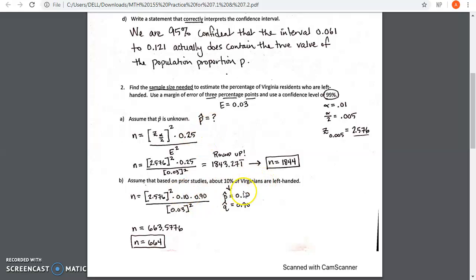Now, let's pretend that you do know p-hat. Let's pretend like you do have a sample proportion. Based on prior studies, about 10% of Virginians seem to be left-handed. So if you want to know the sample size that you would need to estimate the percentage of Virginia residents who are left-handed, you would use the 0.10 for your p-hat, or your sample proportion, which means your q-hat is 1 minus the 0.10, or 1 minus p-hat, and that gives you the 0.90.